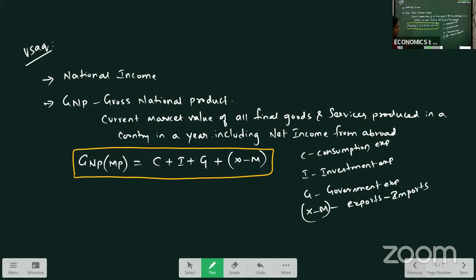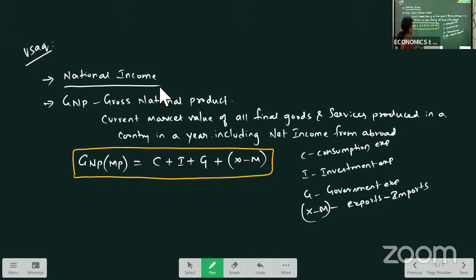C is consumption expenditure, total goods and services which are used for consumption. I is investment expenditure, value of all final goods and services which are used for investment purpose. G is government expenditure, government purchasing goods and services, and X minus M, export minus imports, means value of goods and services which are exported and which are imported. So with all these we calculate gross national product at market price. Coming to national income, as we have done already, national income is the market value of all final goods and services produced in a country in a year.